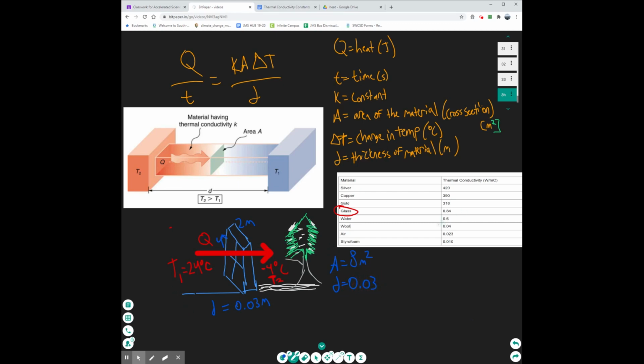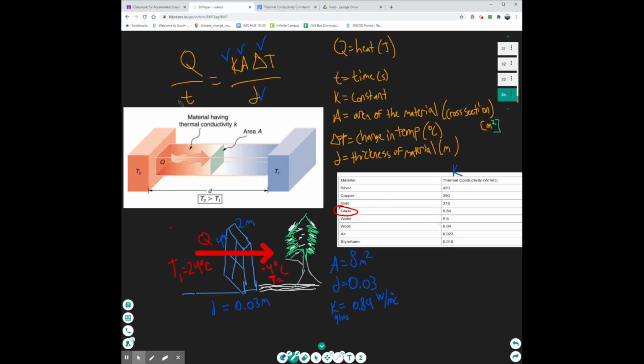We can then say, okay, we know what K is, right? So these are our K values. We know that K for glass, so we can write K glass, is equal to 0.84, in watt per meter degree Celsius, which is joules per second per meter degree Celsius. Doesn't really matter. So we've got our A. We've got our D. We can find delta T. We know what K is.